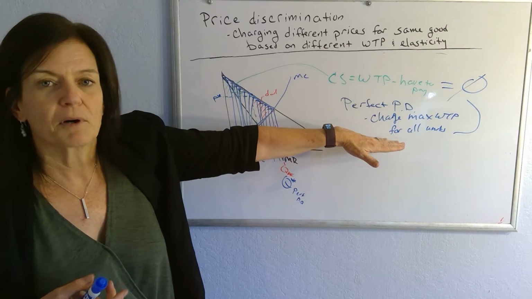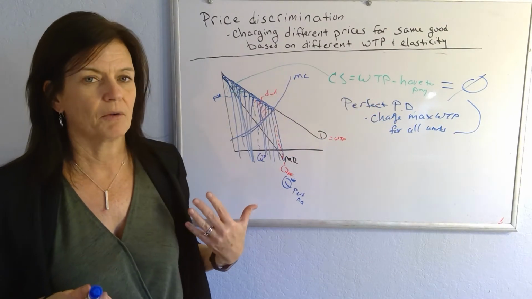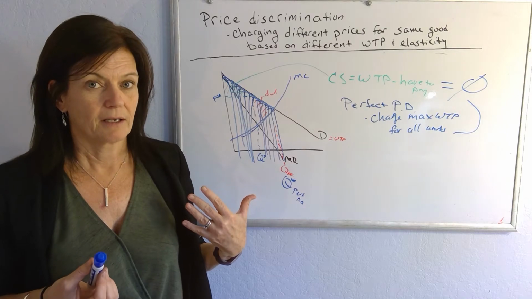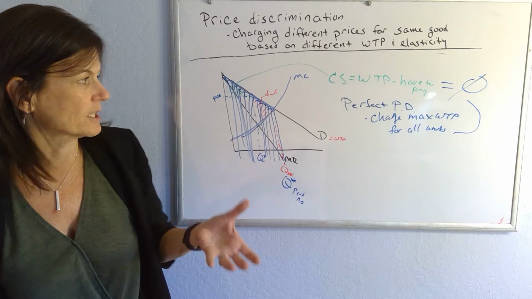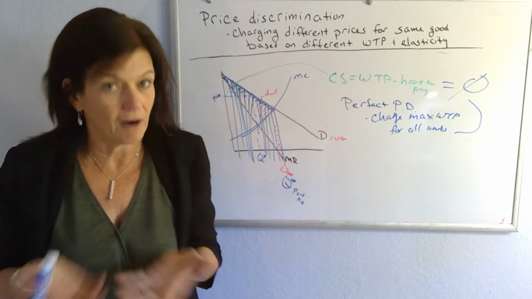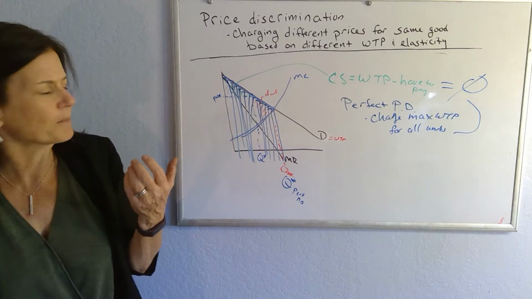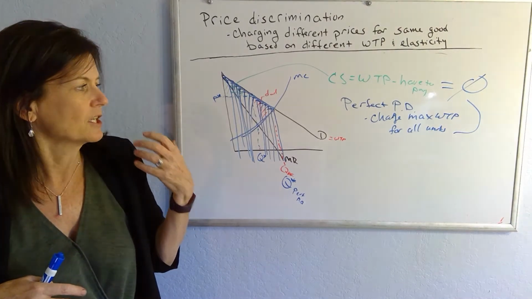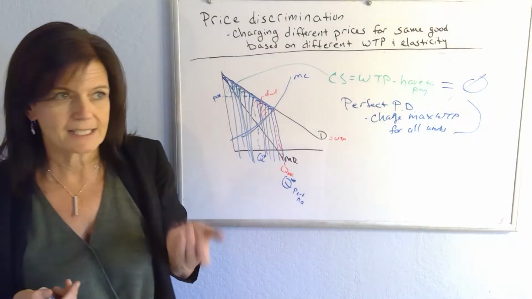We don't see a lot of perfect price discrimination because how would you know? How could you tell people's maximum willingness to pay? What if you ask them? The person's in line at Safeway with a loaf of bread and the checker says, what are you willing to pay for that bread? Are you going to tell them the truth? No. So we don't see a lot of perfect price discrimination because you can't tell people's willingness to pay, and you could spend a lot of time asking them about it.